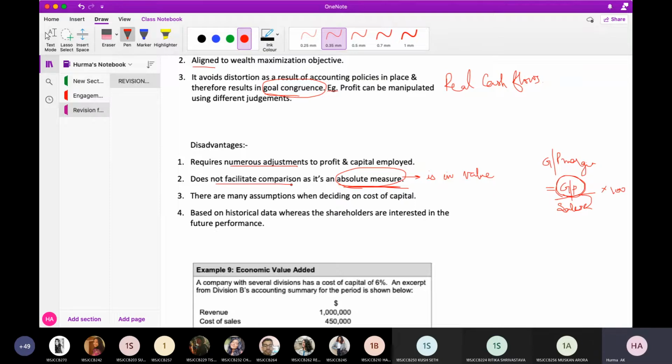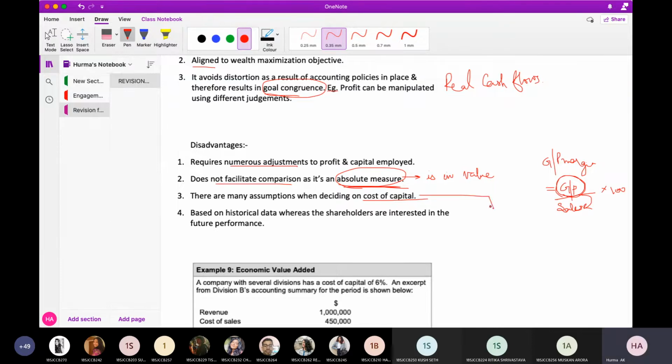The third one is there are many assumptions when deciding on cost of capital. Actually, cost of capital, we have studied that it's a market interest rate, or in other words, it is also a weighted average cost of capital. So there are a lot of assumptions when we consider those factors. Like, how did you arrive at the weighted average cost of capital?